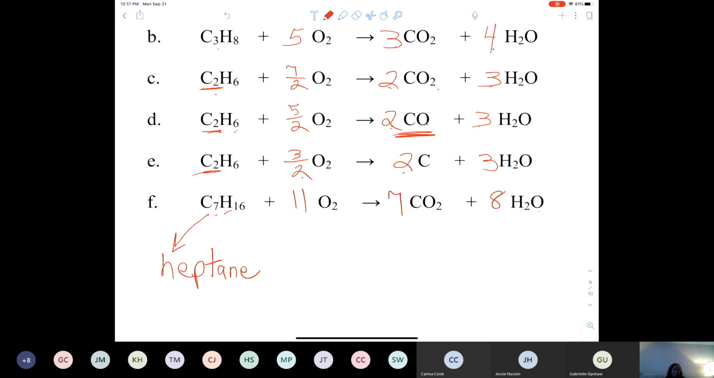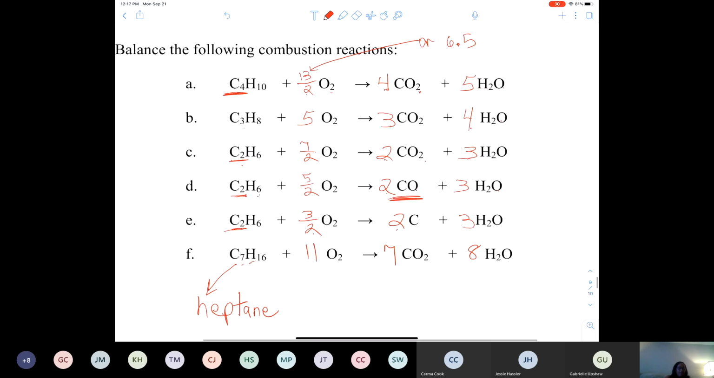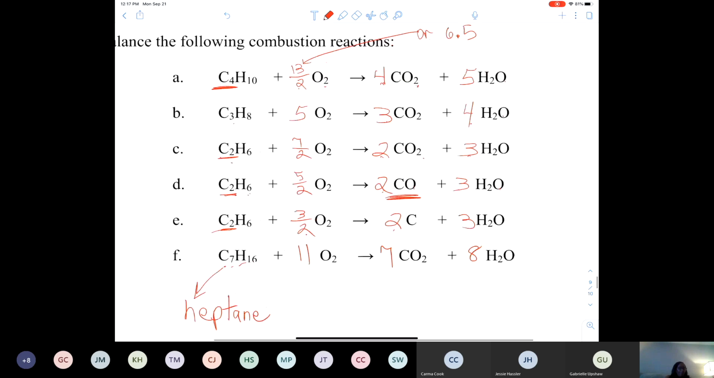So now we have balanced our oxygens, the same number on the left as we have on the right. And so notice heptane has an odd number of carbons, so we didn't need a fraction to balance the oxygens. And so the hydrocarbon component of the combustion reaction, whether you have an even number of carbons or an odd number of carbons, is going to determine whether or not you need a fraction to balance the oxygens. So that puts us at the end of part two of the notes.